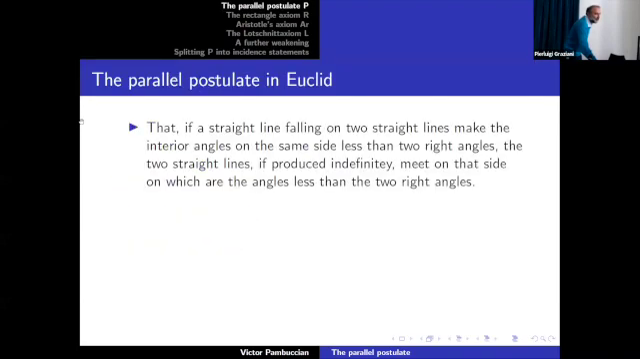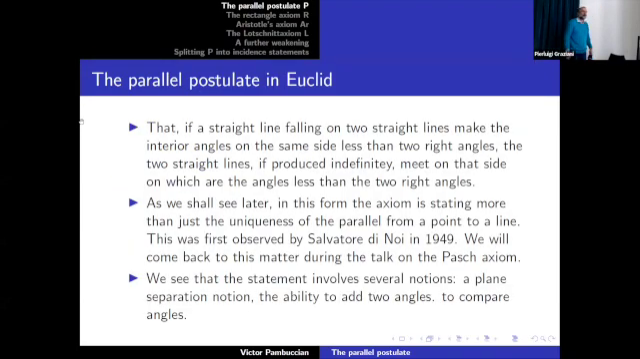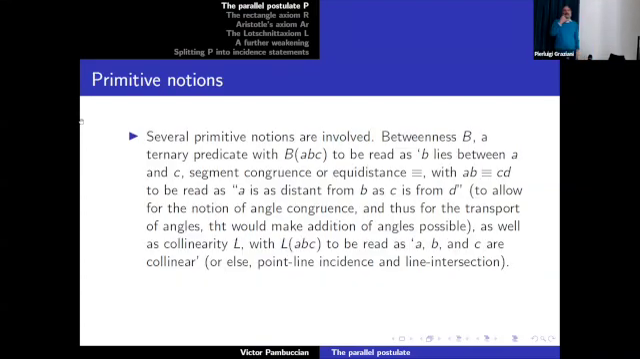So let's move to where we were. The statement involves several notions. A plane separation notion, because you need to know what the same side of this line is. The ability to add two angles and to compare angles, because you're told that the sum of those angles is less than two right angles. So you need to know how to compare those. So there are several primitive notions involved.